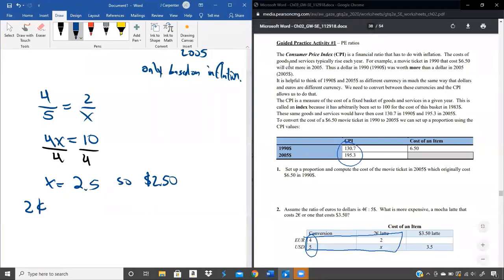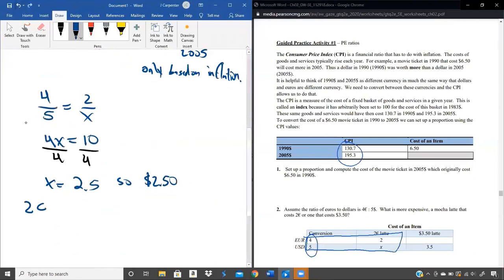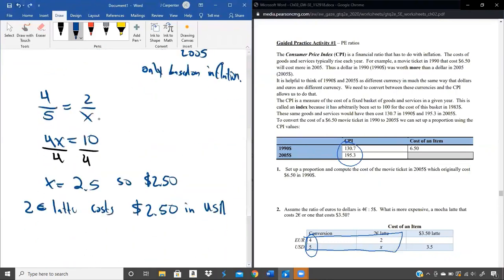That says that the 2 euro, that looks like a cent. Why did I draw a cent? The 2 euro latte costs $2.50 in America. So the 2 euro latte would cost you $2.50 in the USD, not USA, USD. The undo button's killing me right now. Quit scrolling back up.